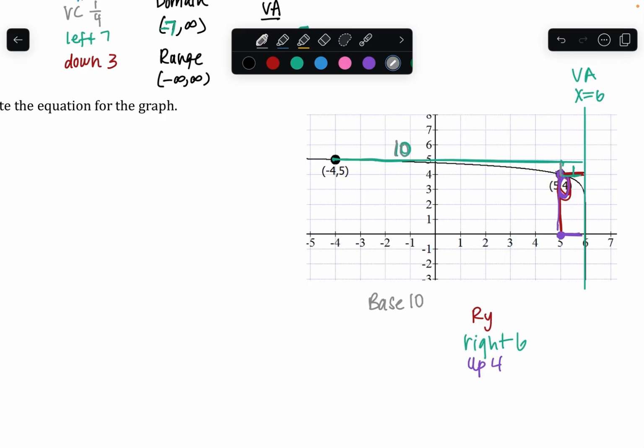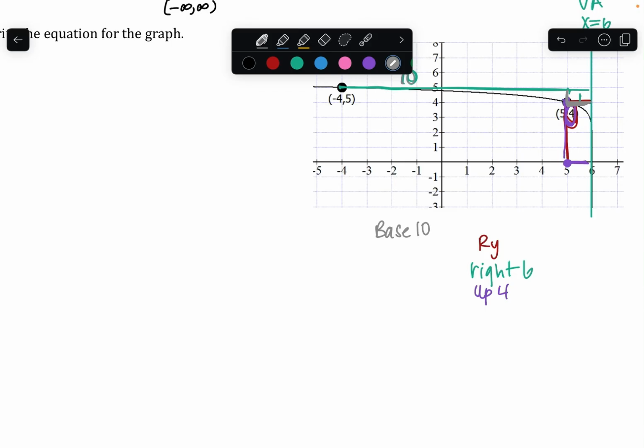Okay, and because this is a distance of 1, I know there's no vertical stretch. Because I have a 1 away point, I know there's no horizontal stretch. So it is base 10 with these 3 transformations. And so I know I'm going to have log base 10, which we don't write the 10. Okay, we leave that invisible. I'm going to write it for right now just so you can see where it's coming from. And then we have a reflection across the y-axis. That means my negative is inside.